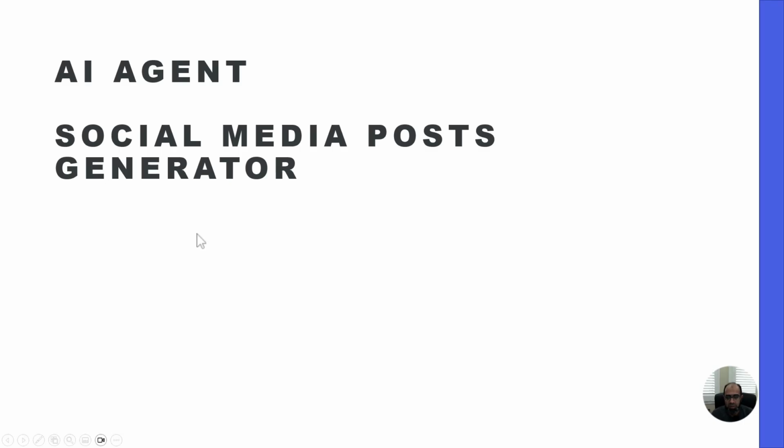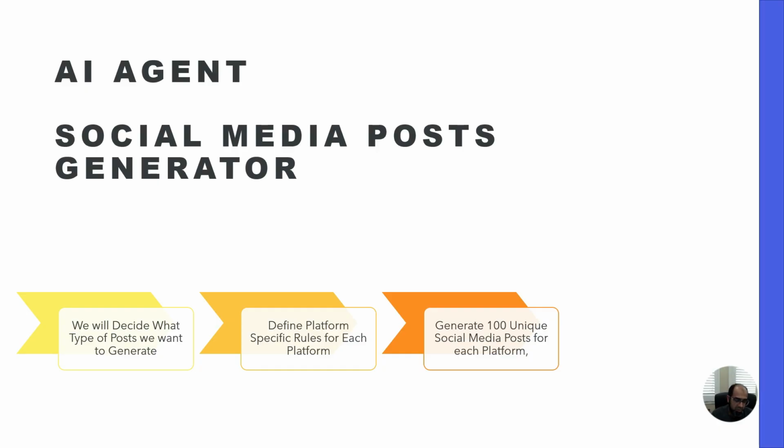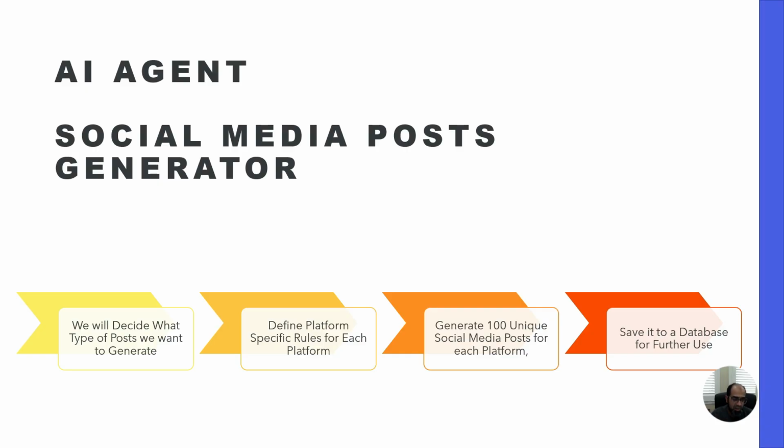We will decide what type of post we want to generate, meaning for which platform: Facebook, Twitter, LinkedIn, any other platforms. We'll define the platform rules for each. For example, Twitter supports 140 characters, Facebook supports more, LinkedIn supports more, and we are going to generate 100 unique social media posts for each platform, and we will save it to a database so we can use it further.